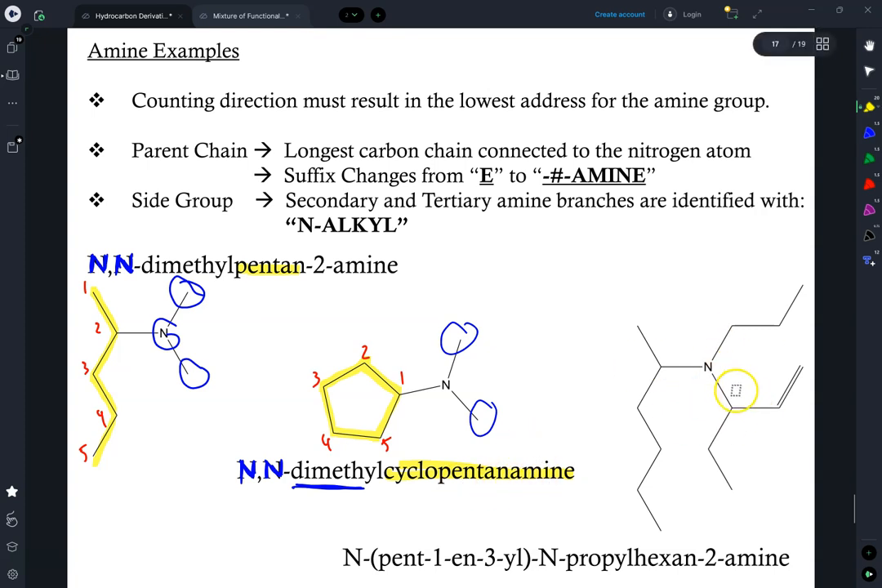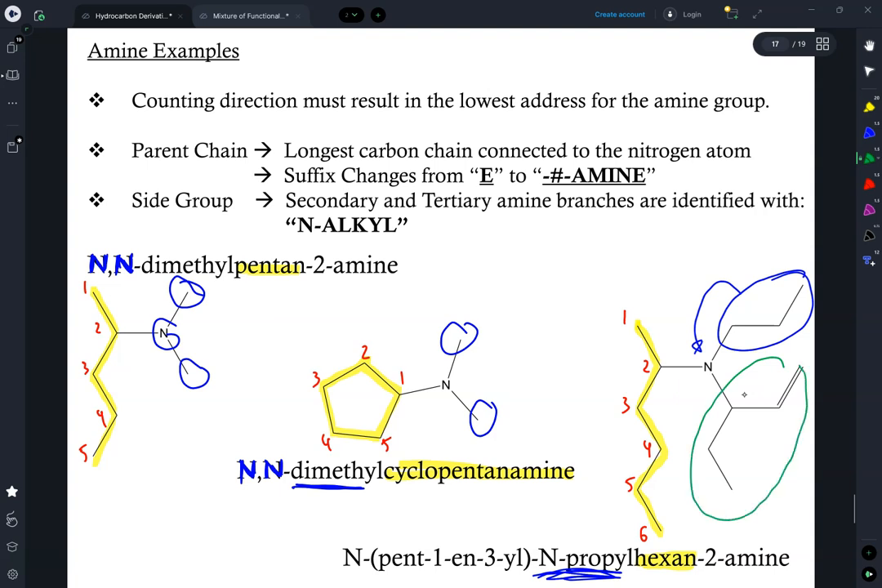Alright, so with this last example, we are again going to try and pick the longest continuous carbon chain we can find that's directly touching or attached to the nitrogen itself. So this would be the parent chain, 1, 2, 3, 4, 5, 6 carbons, which is why we have a hexane. Since the amine group must get the lowest possible number, we're going to count from top to bottom, 1, 2, 3, 4, 5, and 6. So that's why there's a 2-amine. Over here, we have a straightforward propyl group popping up for the N, so that's why we have an N-propyl.